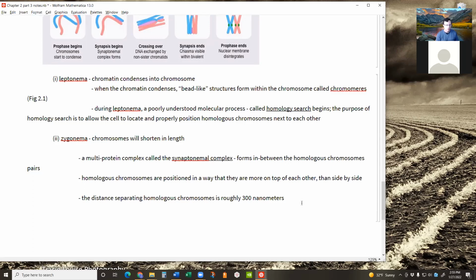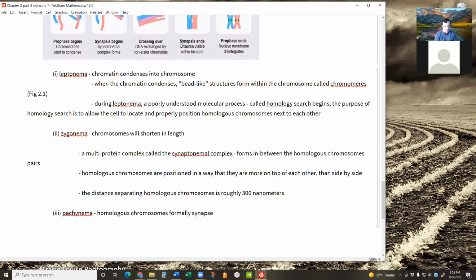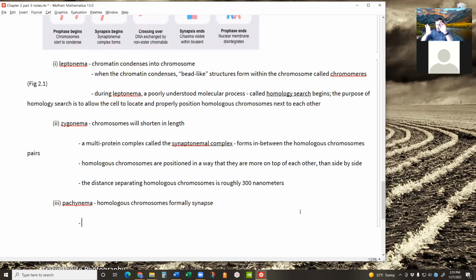Next, we have pachynemia. That's quite a word, isn't it? During pachynemia, the homologous chromosomes complete the synaptic process. So the chromosomes actually synapse, which means they join. Homologous chromosomes formally synapse. And what that means from a practical perspective is this: at zygonema, the distance between those homologous chromosomes is about 300 nanometers. When the chromosomes synapse, the distance between them becomes 100 nanometers on average. So we're really compacting these structures and getting them very close to each other physically.